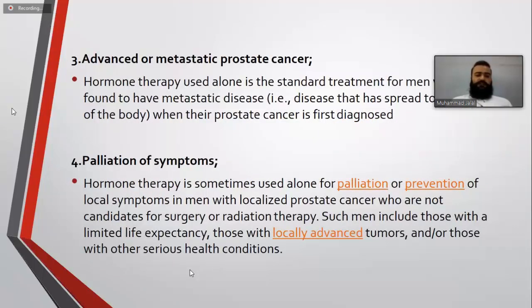Third is advanced or metastatic prostate cancer. Hormone therapy used alone is the standard treatment for men who are found to have metastatic disease, for example, disease that has spread to other parts of the body when their prostate cancer is first diagnosed. Palliation of symptoms: hormone therapy is sometimes used alone for palliation or prevention of local symptoms in men with localized prostate cancer who are not candidates for surgery or radiation therapy. Such men include those with a limited life expectancy, those with locally advanced tumors, and those with other serious health conditions.